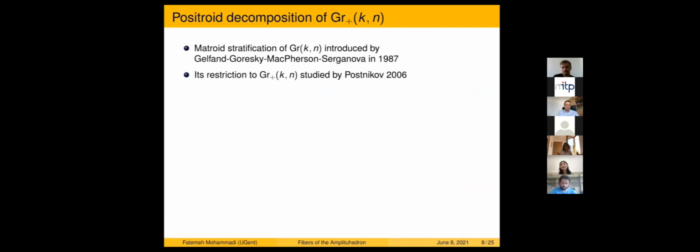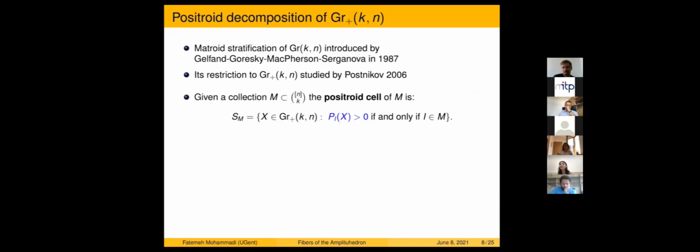But later Postnikov showed that if you restrict this matroid stratification to the positive Grassmannian, it behaves much nicer, and you actually get a cell decomposition of the positive Grassmannian. So what are these cells? They are called positroid cells, and to define them you can take any collection M of K-subsets of {1,...,N}.